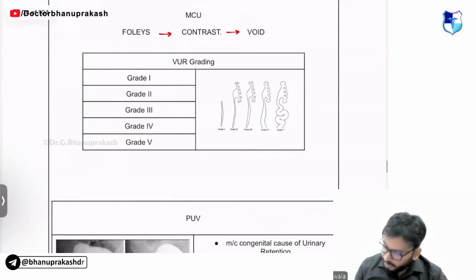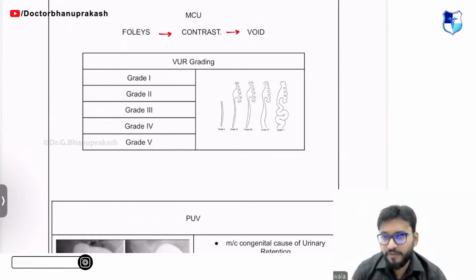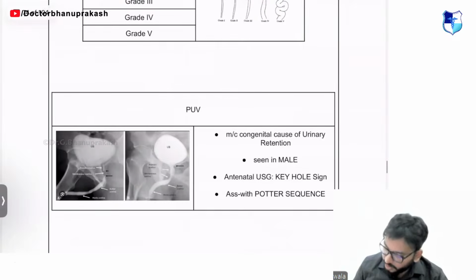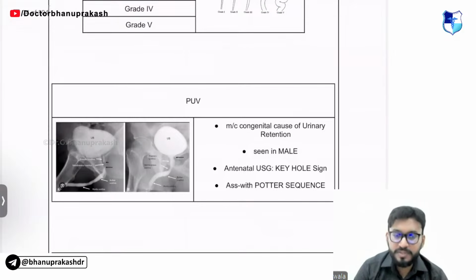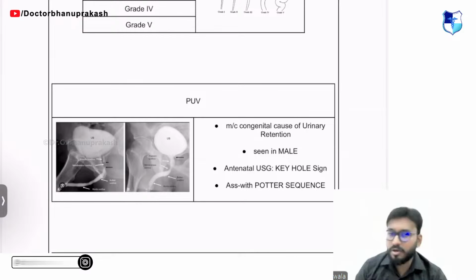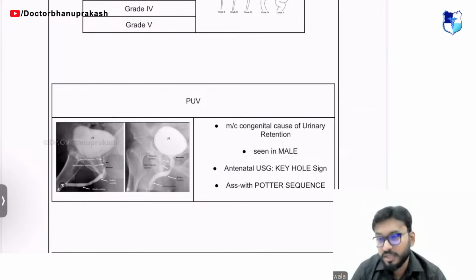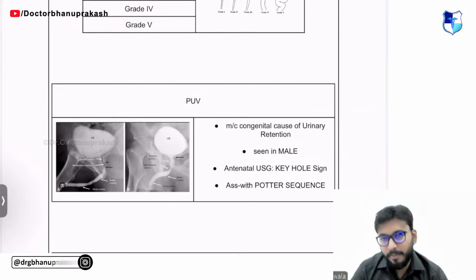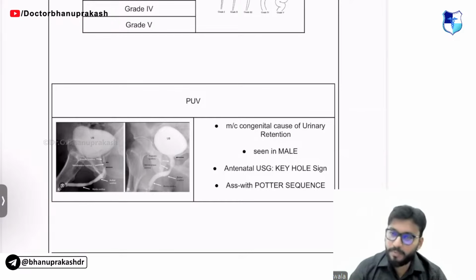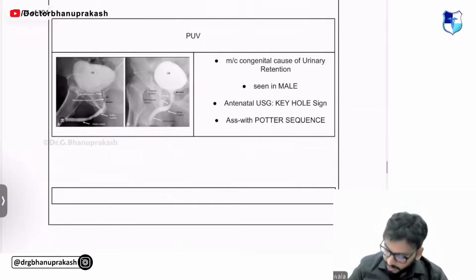Vesicoureteric reflux grading: I think you have studied this in surgery as well as pediatrics, so we will not go into this. Posterior urethral valve is again very important. It is the most common congenital cause of urinary retention seen in males. Antenatal, you have the keyhole sign associated with Potter's sequence, oligohydramnios. Because of the posterior urethral valve, the male baby cannot pee out the amniotic fluid. Therefore there is oligohydramnios, Potter's sequence, and pulmonary hypoplasia. Can you connect all of this?